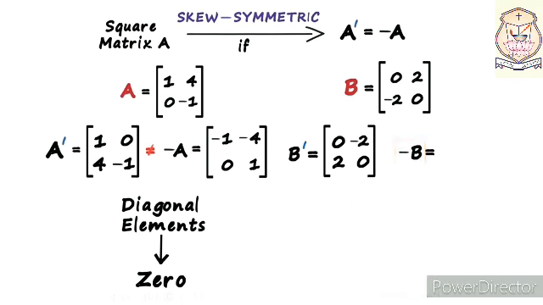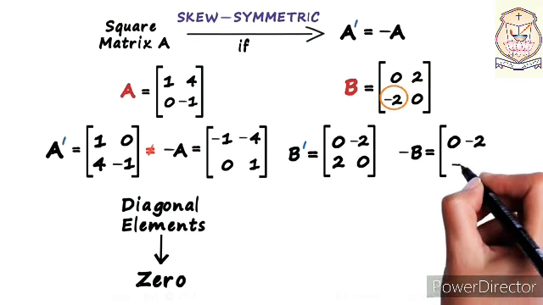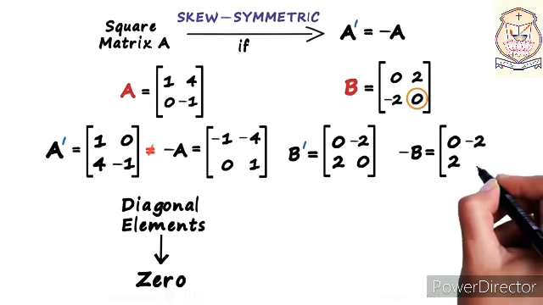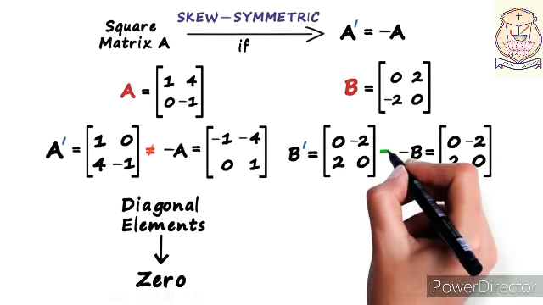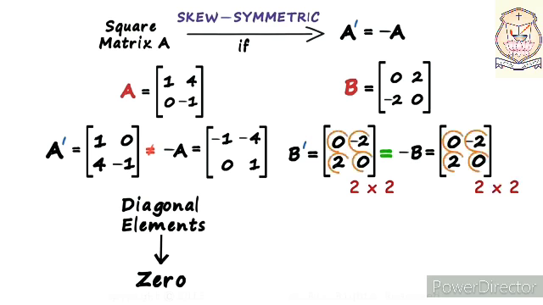And for minus B, we negate each element. Negative of 0 is 0, negative of 2 is minus 2, negative of minus 2 is 2, and negative of 0 is 0. Are these two matrices equal? Yes, the order as well as the corresponding elements are equal. So B is a skew-symmetric matrix.